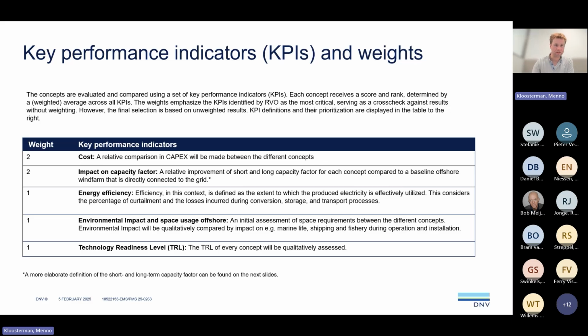In addition to these 5 indicators, we also added weights in agreement with RVO. We agreed that we would weigh the costs and the impact on the capacity factor with a factor of 2 relative to the other 3 KPIs.